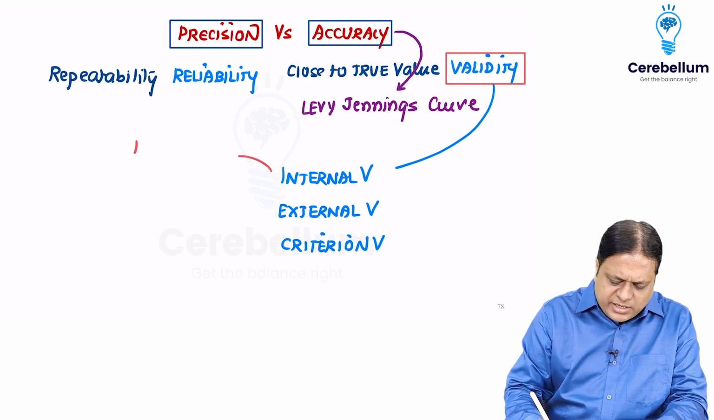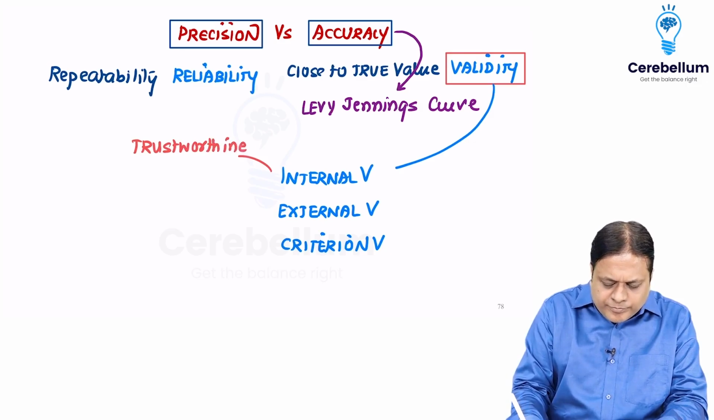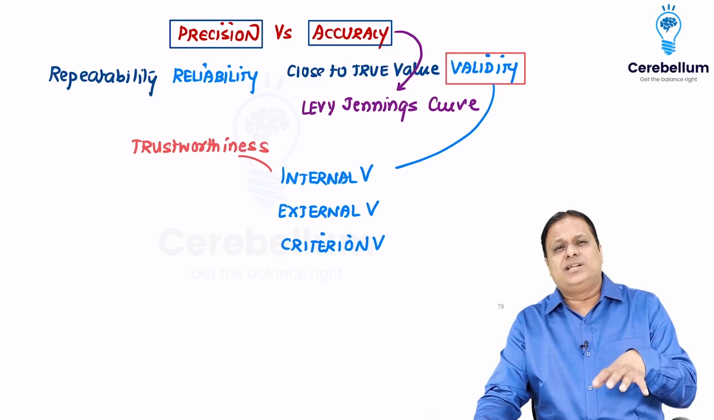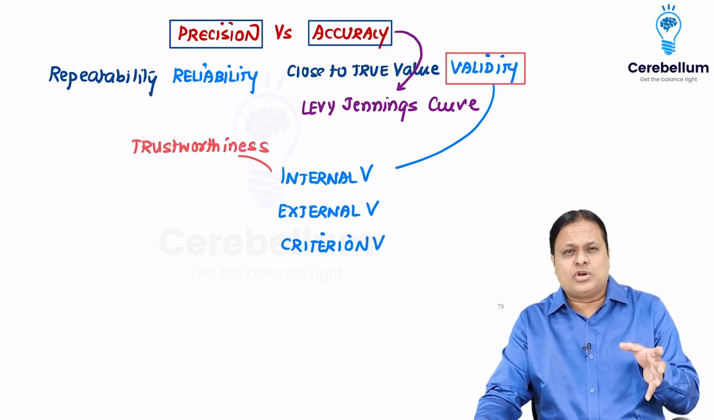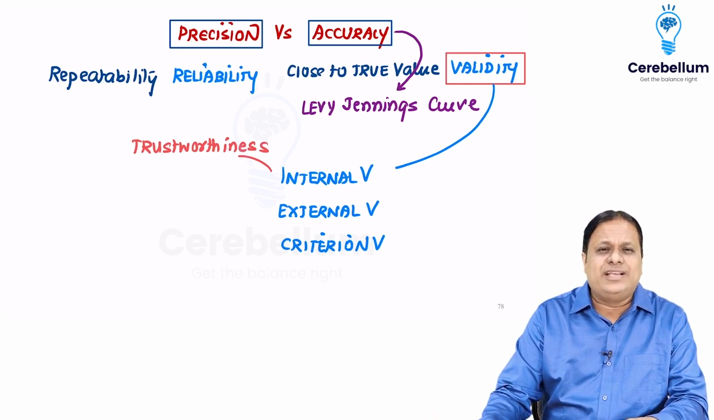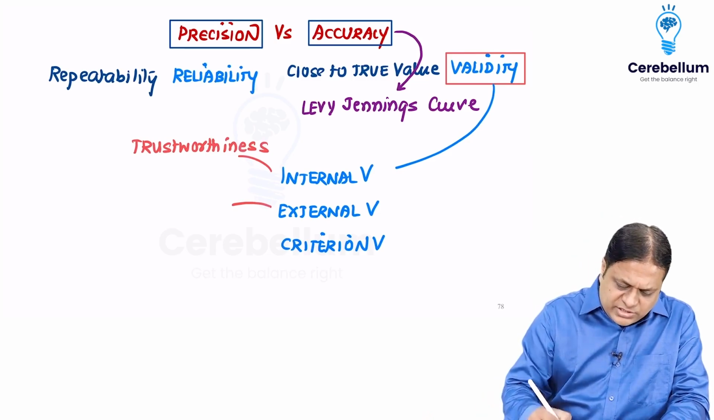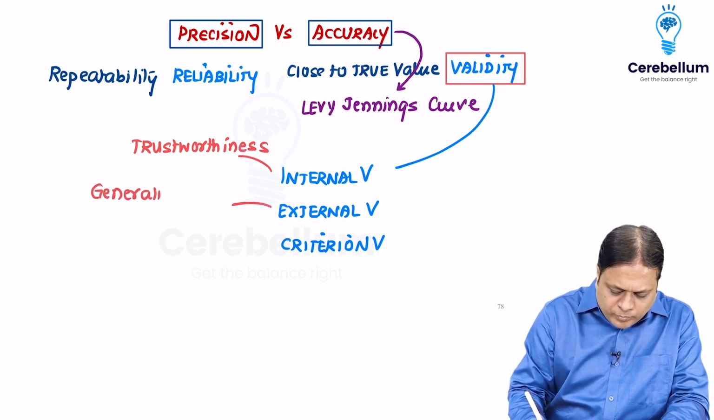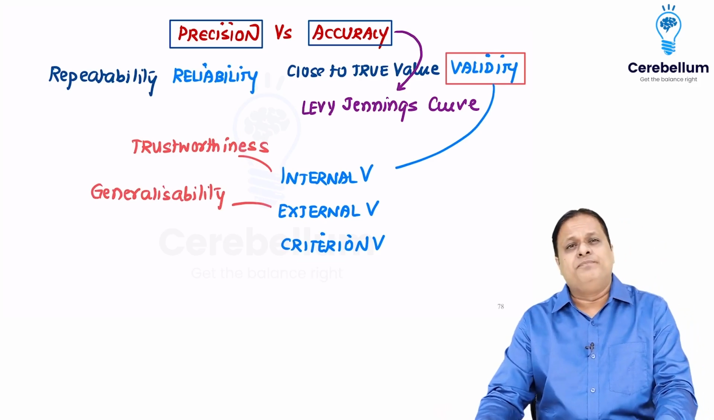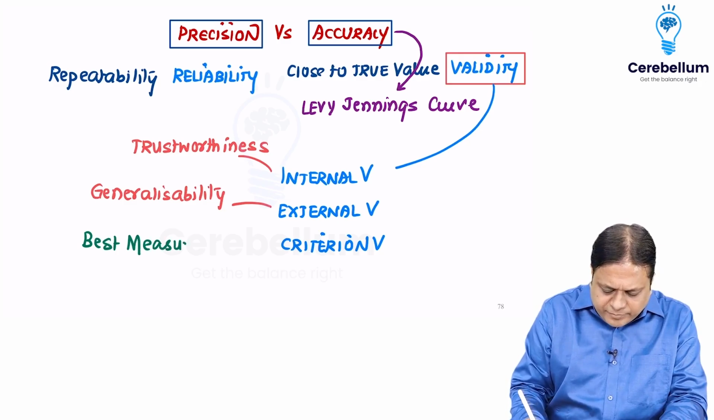Internal validity is trustworthiness of the result. You have done a study. How much results are going to be trustworthy based on how you have conducted the study. Whether you can generalize your results to external settings and others. This extrapolation is external validity. So this is generalizability of the results. Now, among all the types of validity, best measure of validity is criterion validity.